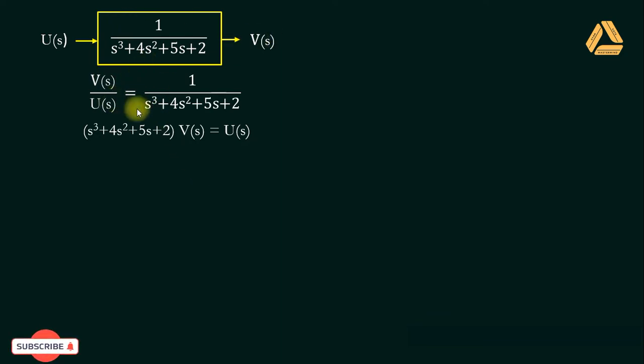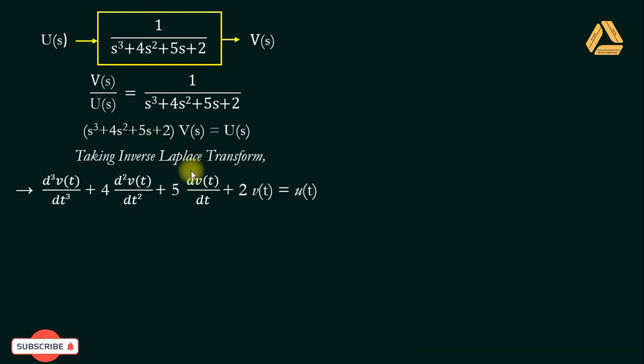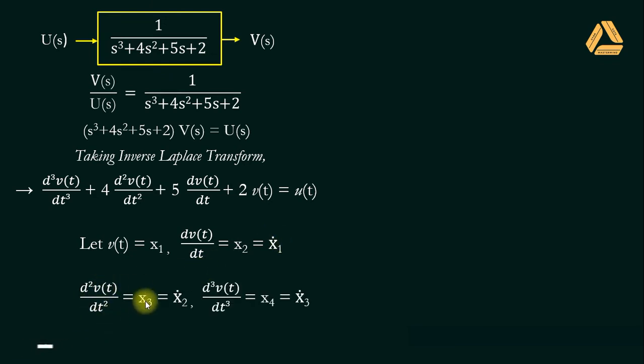So V(s) by U(s) is equal to 1 by s cube plus 4s square plus 5s plus 2. On cross multiplying and taking Laplace transform, you will be getting this differential equation. And from this I am making the assumption that v(t) is equal to x1, and the first order is given by x2, which is nothing but x1 dot. The dot represents the differentiation term. And the second order as x3, which is nothing but x2 dot, and the third order is given by x4, which is nothing but x3 dot.